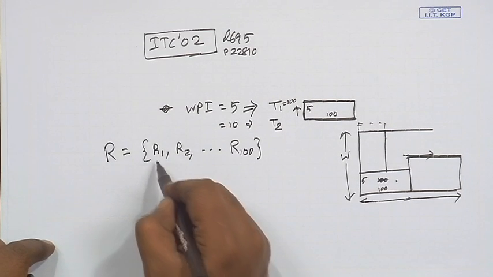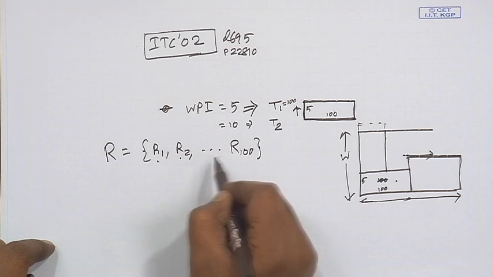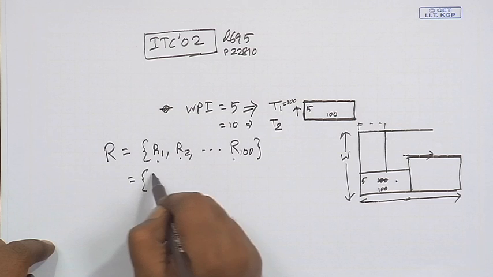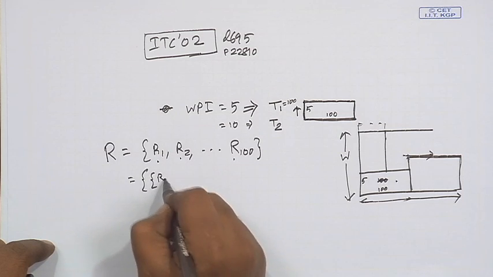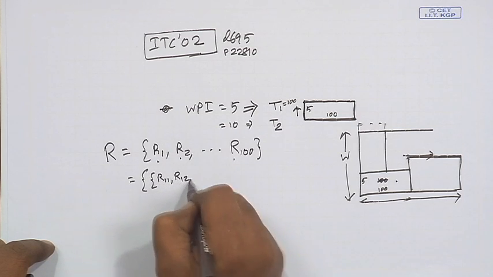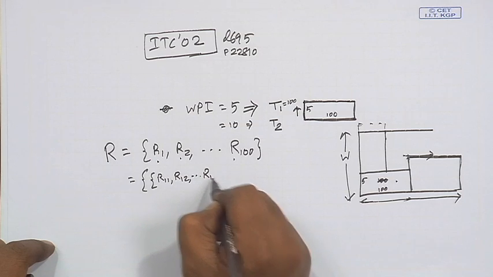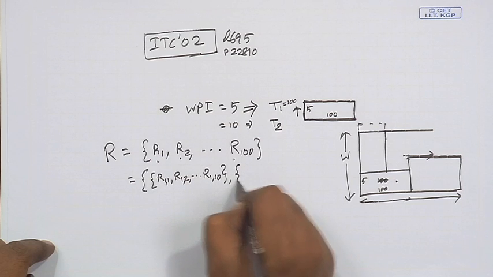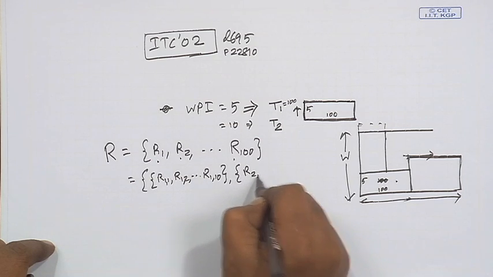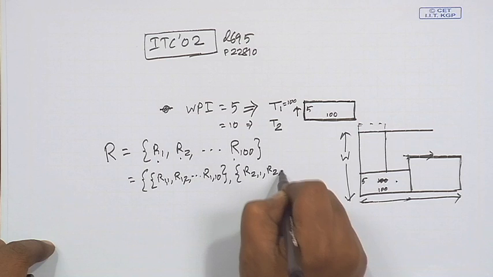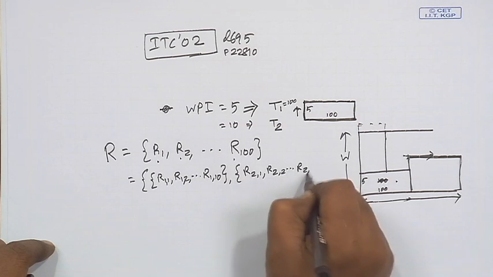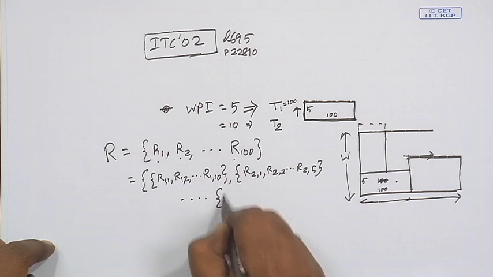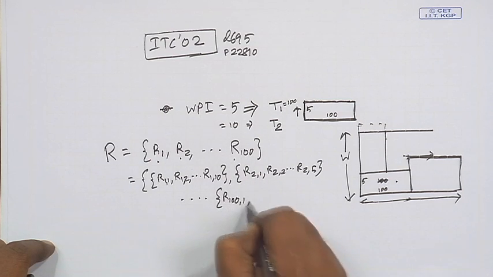Now each of these Ri's is basically again a set. It is again represented by, say, rectangle 1 1, rectangle 1 2. Suppose it has got 10 rectangles in it. Then the second core has got say 5 rectangles in it, R21, R22, up to R25. Like that, the 100th core has got rectangles R101, R102, and so on.